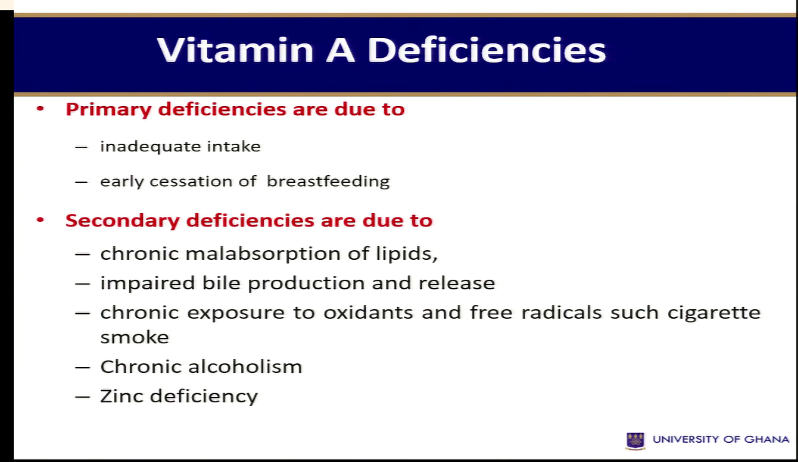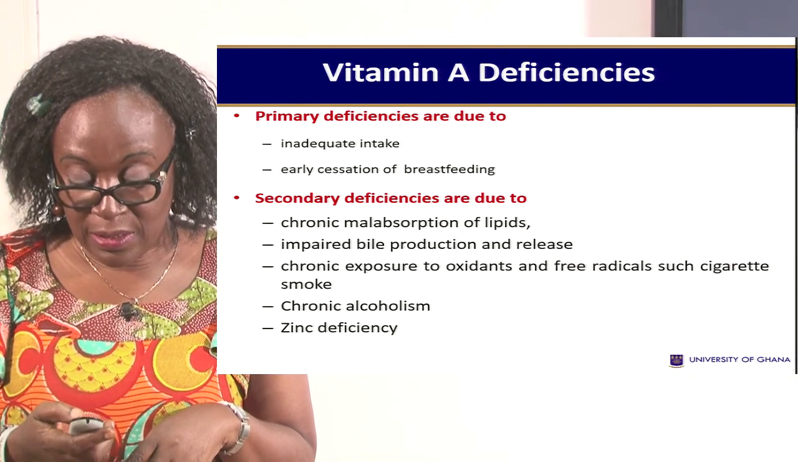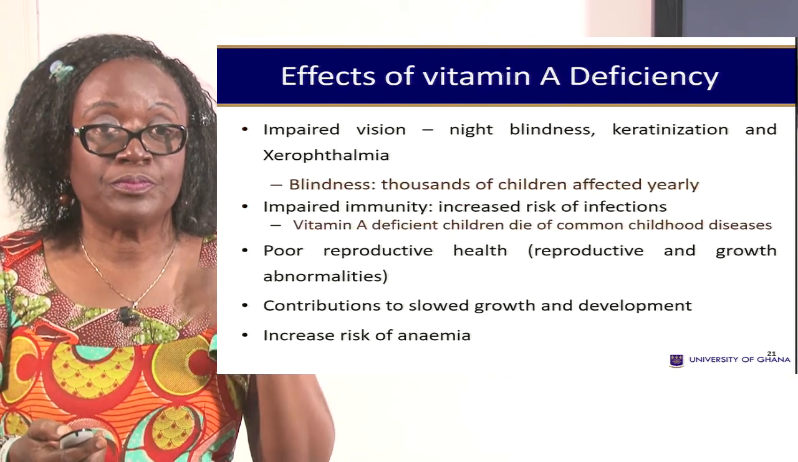So secondary deficiencies are also due to chronic malabsorption of lipids, and I've mentioned that anything that affects lipids affects that. Then chronic alcoholism, and then anybody who is also deficient in zinc. So zinc interacts also with vitamin A synergistically. Therefore, we need to look at it. And zinc also is an element which is of global health importance.